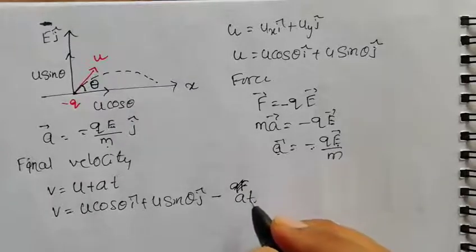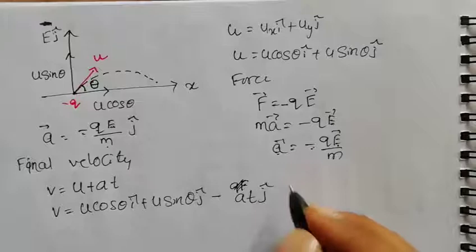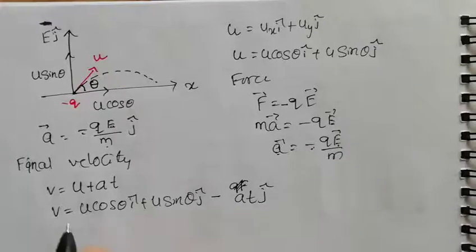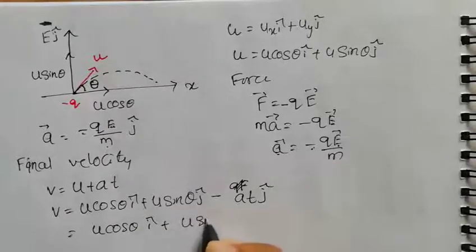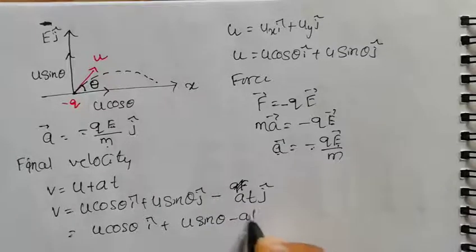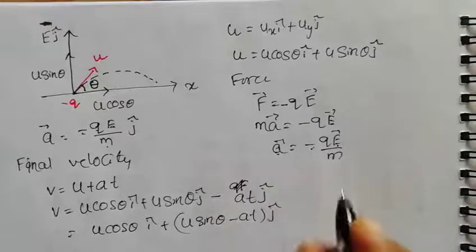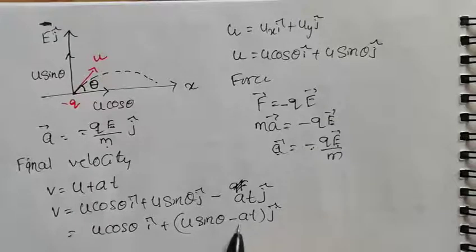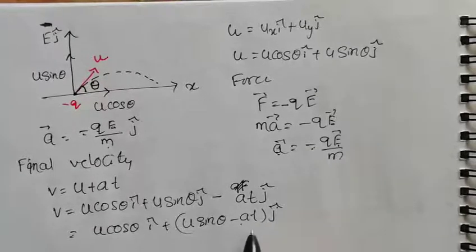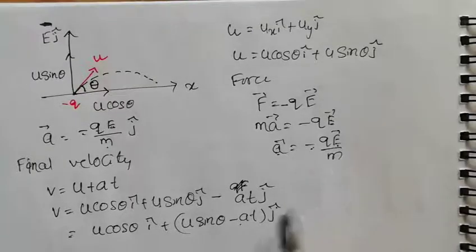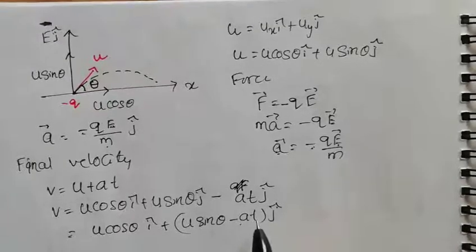Okay, so it is in what direction? It is in the j direction. Make a group now. You get u cos theta into i cap plus (u sin theta minus a into t) multiplied by j cap. Here you can insert the value of a also. The magnitude of a we have taken, that is qE by m. You can insert the value and find it out.